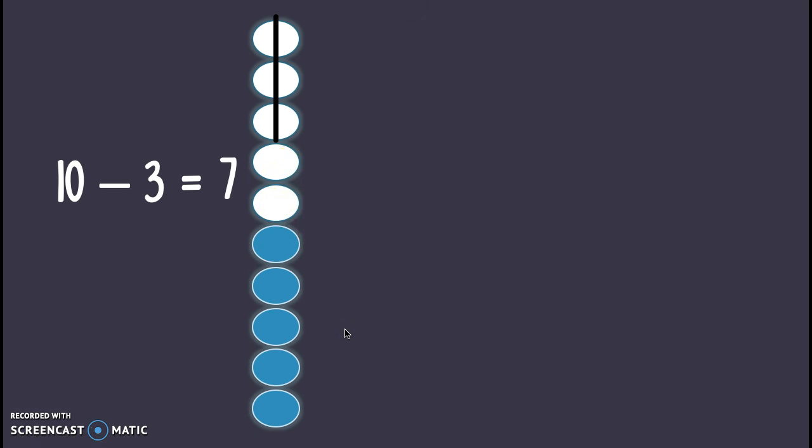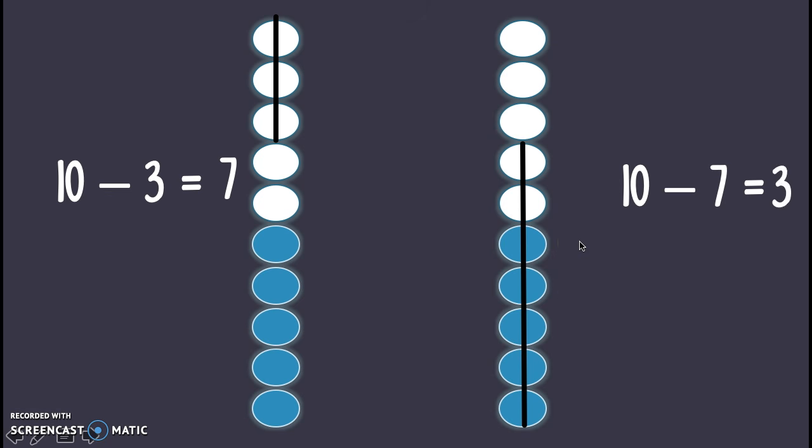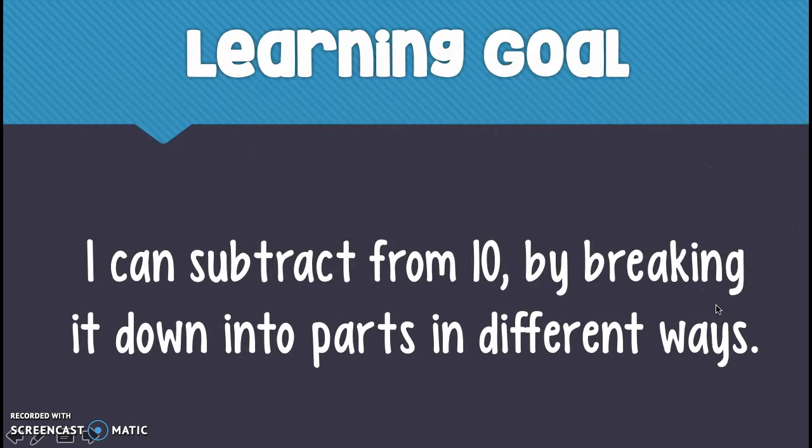Now, I took that same 10, I'm going to break it apart differently. This time, how many did I subtract? Yeah, this time I subtracted 7. I did 10 minus 7. Look, I had 5 plus 2 more, well that's 7. So what's my other part that's left over? 3. What do you notice about these number sentences, friends? Yeah, I broke them apart in different ways, but the whole amount stays the same. The parts just flip around. They just take turns.